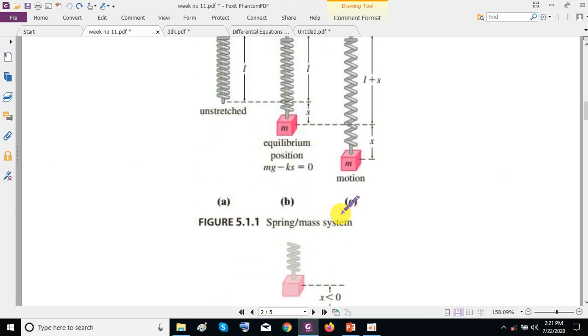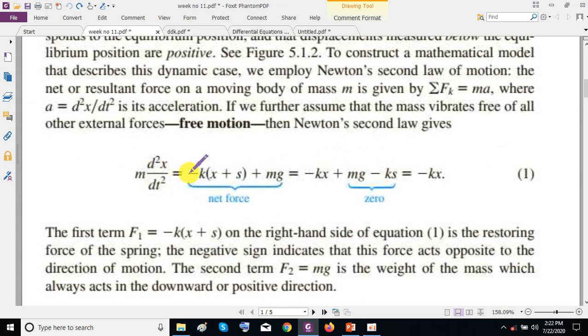Look at this one. This is L plus S, where L is the length and S is the already stretched distance. Okay, so one force is in the opposite direction, and the other force, the x force, is also there. So that's what you write here: minus kx plus minus ks.